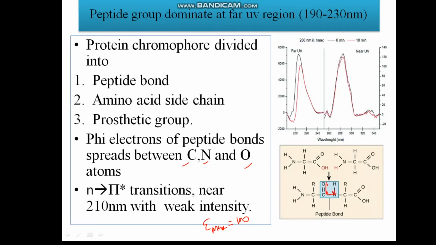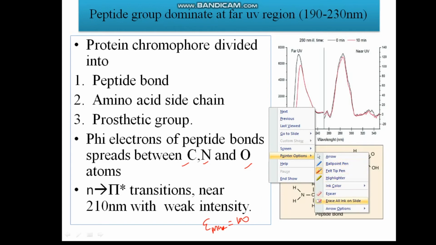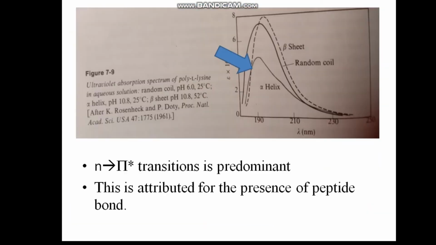That's why usually in the region between 190 to 230 we can expect a band. If at all there is any band, that band should be caused by the peptide group. That's the idea that one can derive just by inspecting the UV spectrum.